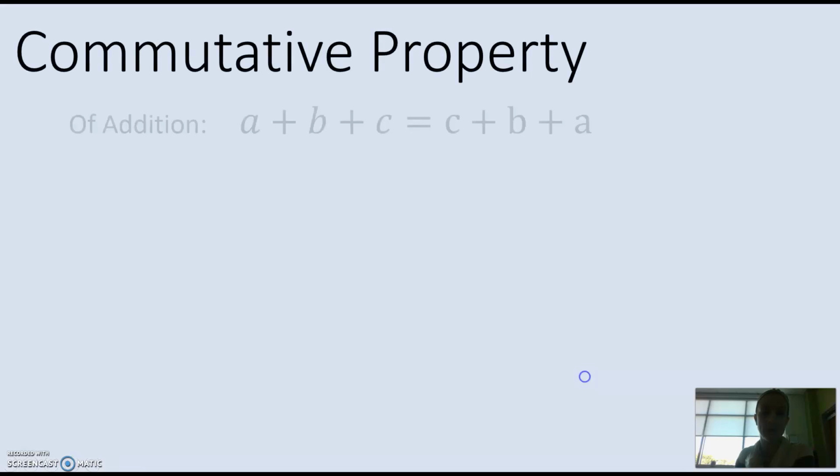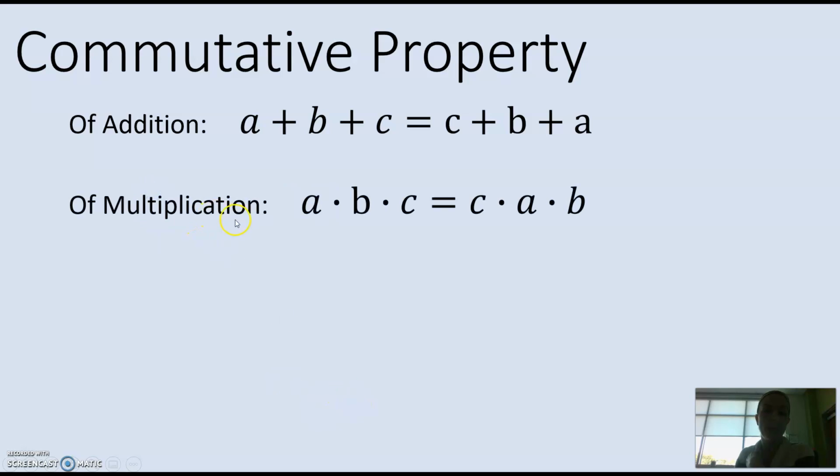Commutative property. So again, commutative property of addition, what changed here? A plus B plus C. Oh, my order switched. C plus B plus A. And we could change it to any order and we would still get the same sum. Commutative property of multiplication, same thing, only we're multiplying them together.